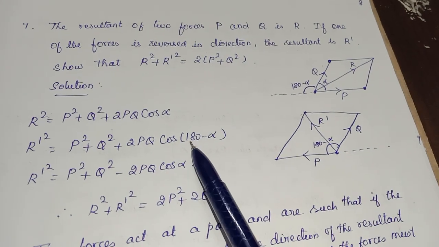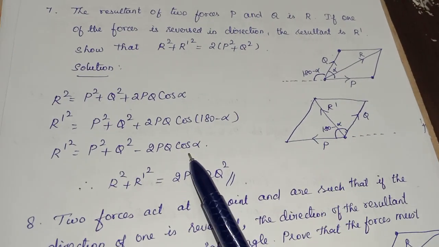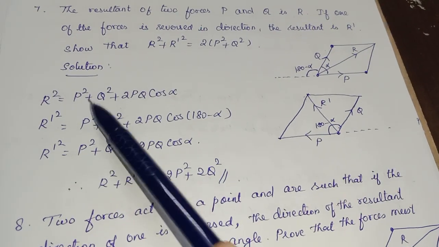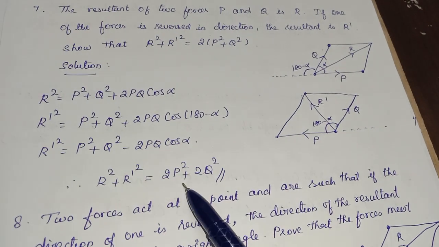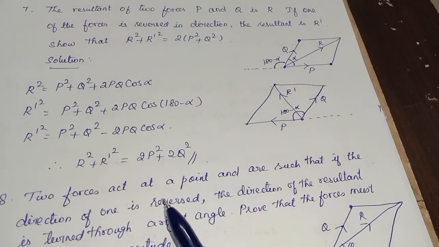Okay, so R dash square equals P square plus Q square. Cos of 180 minus alpha is what? Minus cos alpha. So this is minus 2PQ into cos alpha. Now you add this R square and R dash square. So P square plus Q square appears 2 times. This 2PQ cos alpha gets cancelled. So this is the resultant. Okay.